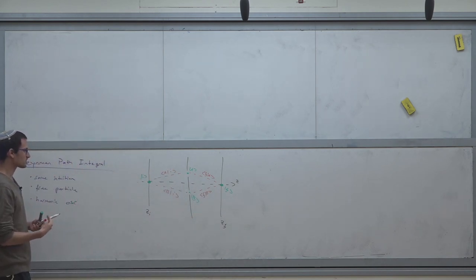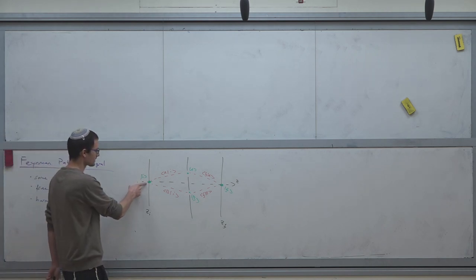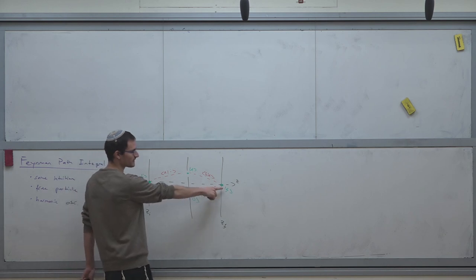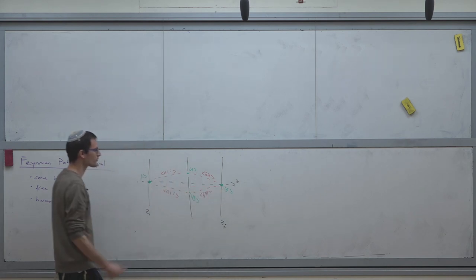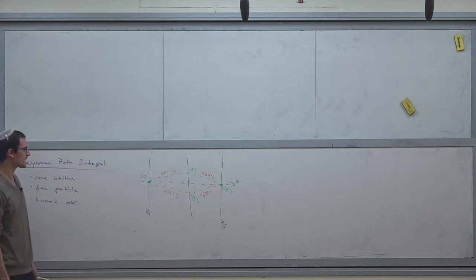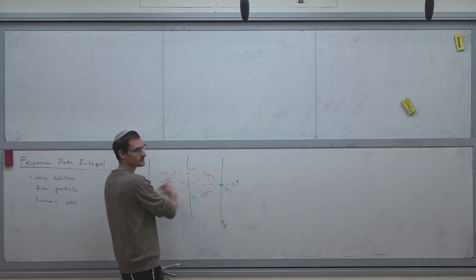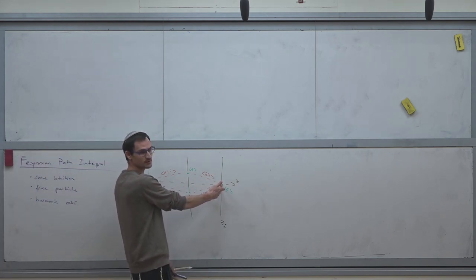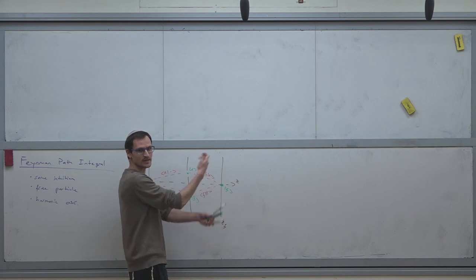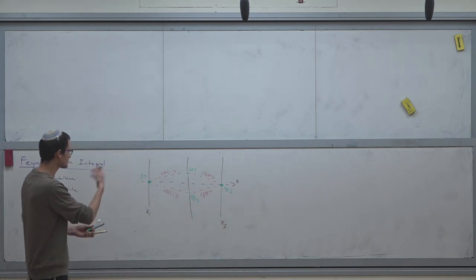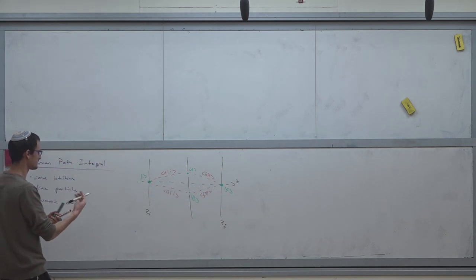Now, what am I actually measuring? I'm going to measure the probability of going out of here and reaching this final place. And you already know from your first course in quantum mechanics that there can be interference, and the probability could be 1, could be 0, could be anything in between. Let's see how this interference appears in this way of thinking.